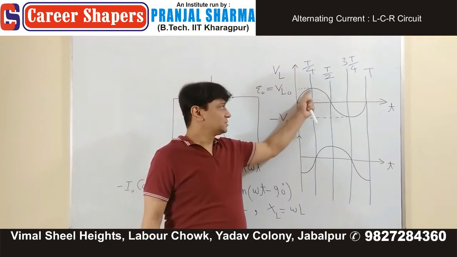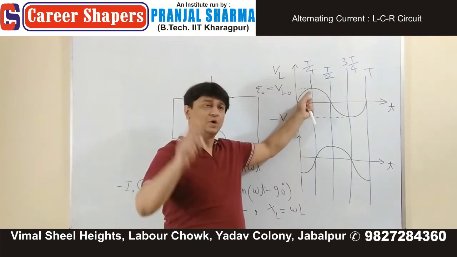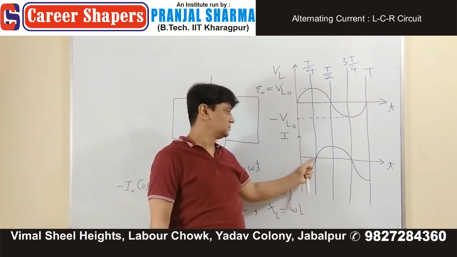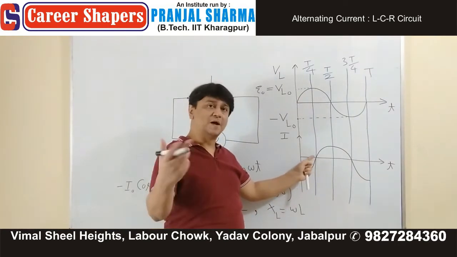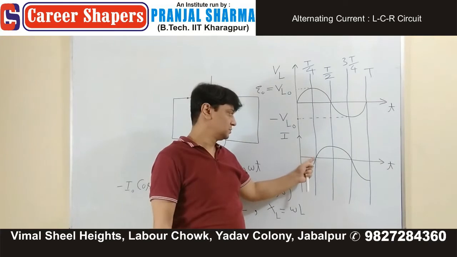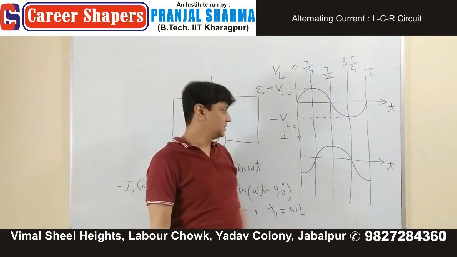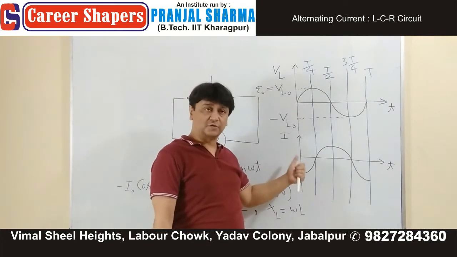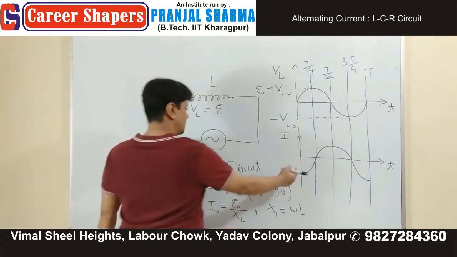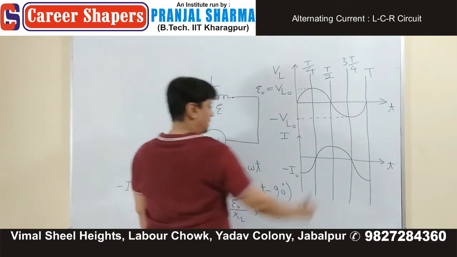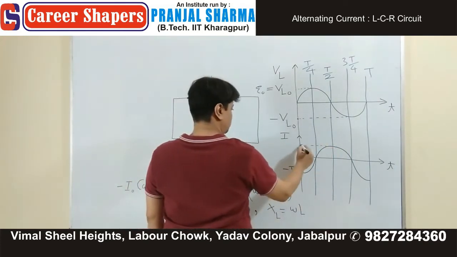When sine is maximum, sine 90 is 1, you know that cos becomes what? 0. I hope you remember at least this much. So that's how you can relate cos and sine. This is minus of cos. This place is minus of I naught. This place is plus of I naught.